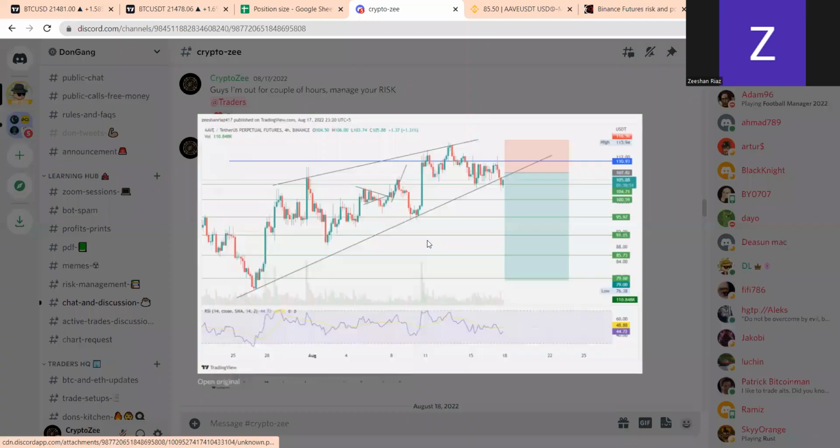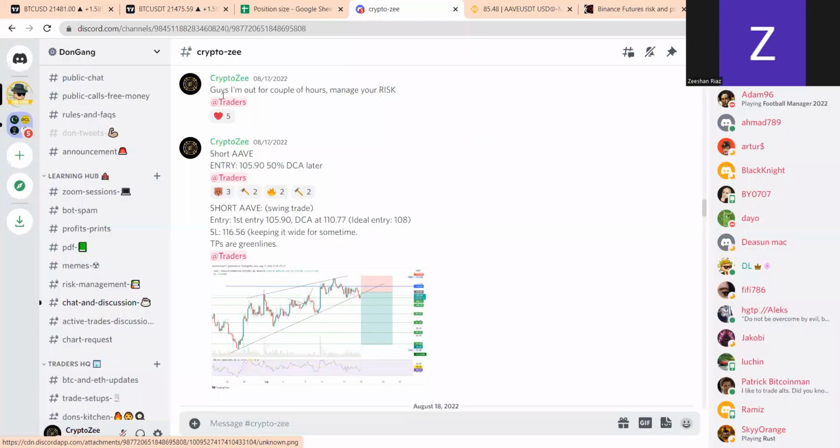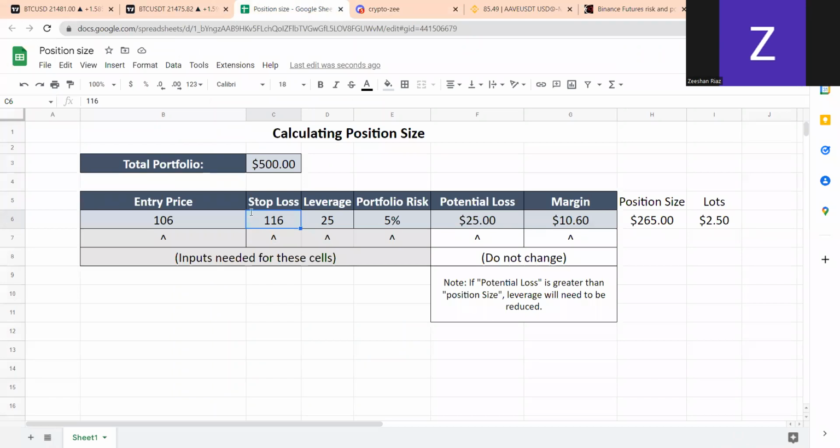I have mentioned the stop loss as 116.56. Your position size will always depend on your stop loss. It doesn't depend on your profit or everything else. It depends on the entry and the distance to your stop loss. If it's a tight stop loss, your position size will be big because your RR will actually be better with that tight stop loss. And the leverage, I always say that leverage doesn't matter, because if you are using high leverage, your margin will be small. If you're using low leverage, your margin will be different.